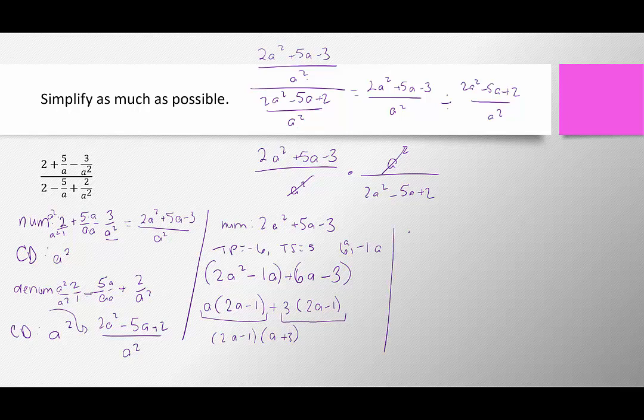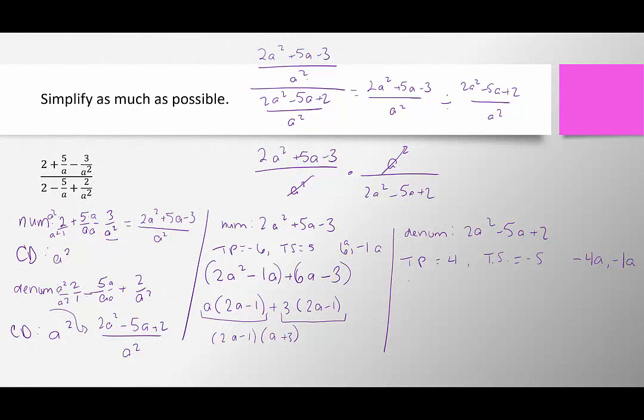Okay, what about the denominator? What do we have there? In the denominator, 2a squared minus 5a plus 2. The target product is positive 4. The target sum is negative 5. Can you think of two numbers that multiply to positive 4 and add up to negative 5? That would be negative 4 and negative 1. So negative 4a and negative 1a is going to replace negative 5a.